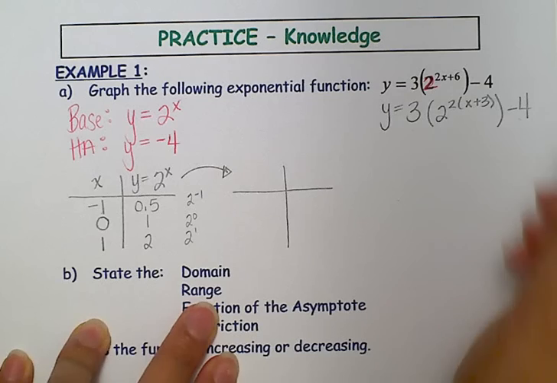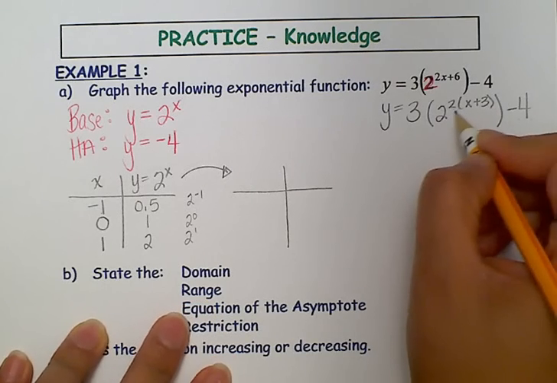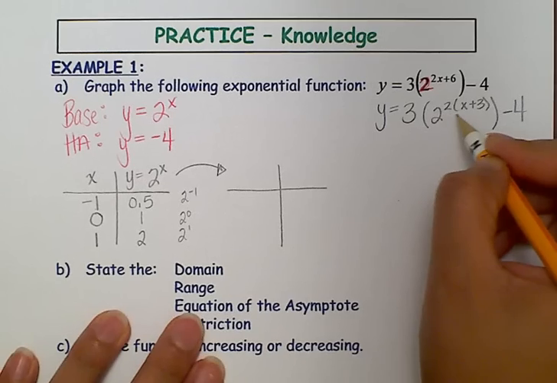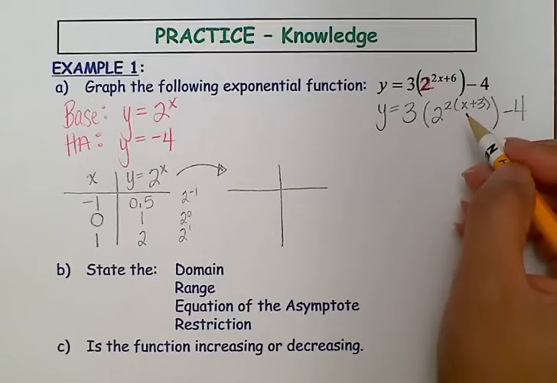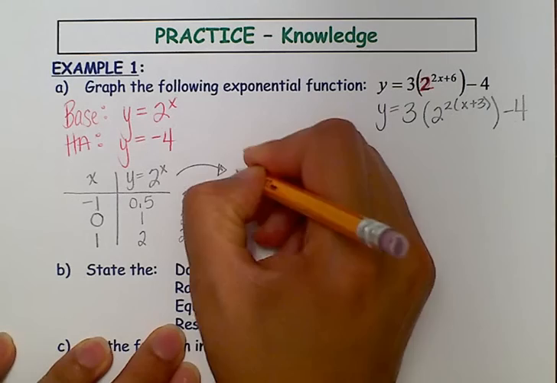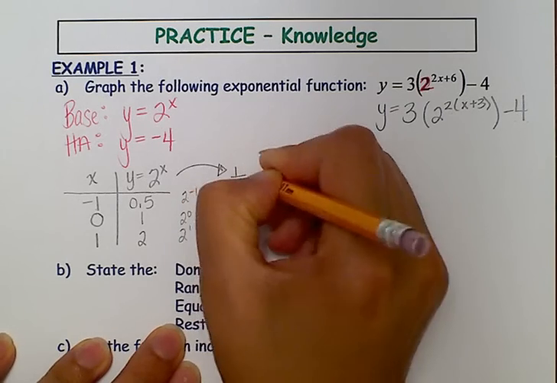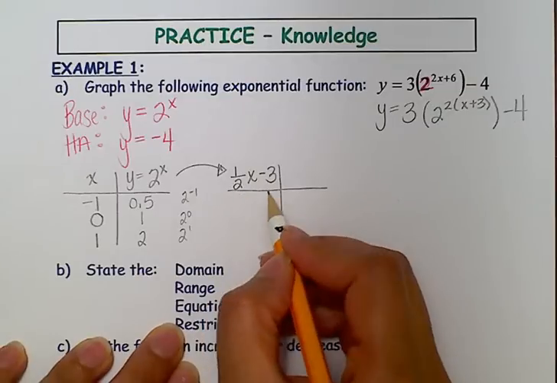And so we can transform these points to a new set of points. And if we look at our horizontal transformations, look at the exponent part. That's where all your horizontal transformations are anyway. And so I have a horizontal compression by a factor of 1/2, followed by a horizontal shift to the left 3. So this would be 1/2 x minus 3. So compression by a factor of 1/2 and then shift to the left 3.